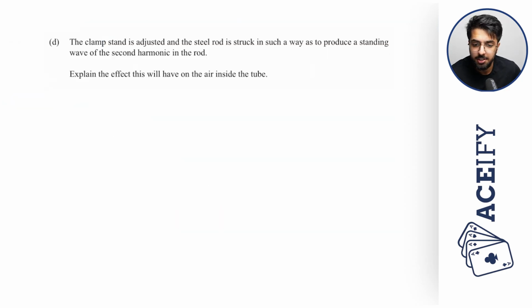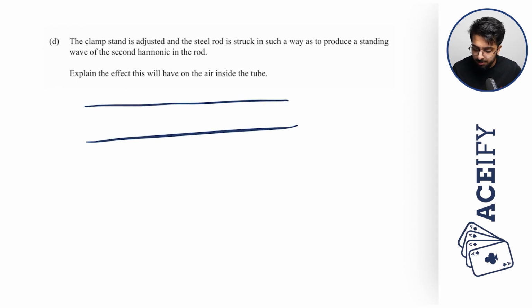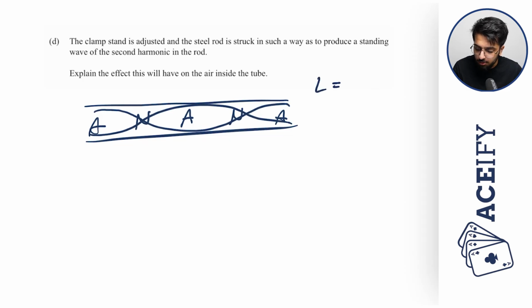The clamp stand is adjusted and the steel rod is struck in such a way as to produce a standing wave of the second harmonic in the rod. Explain the effect this will have on the air inside the tube. Alright, so we know that our rod can be modeled as an open-ended pipe, okay? Like so. And therefore the second harmonic is going to look like this. Alright, and we would produce a standing wave like so, where our length is equal to the wavelength, okay?